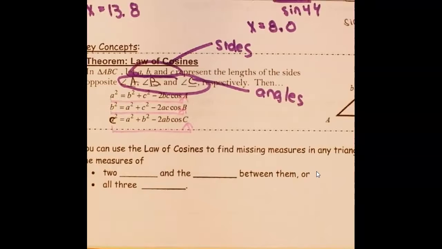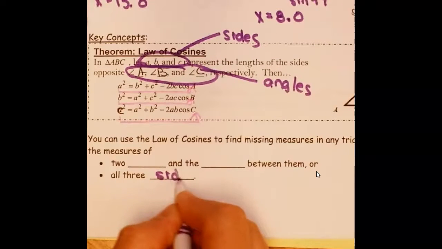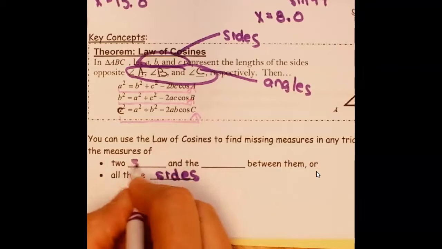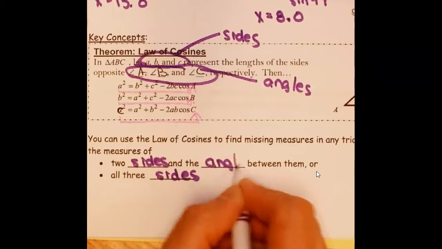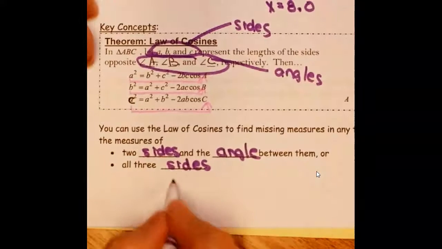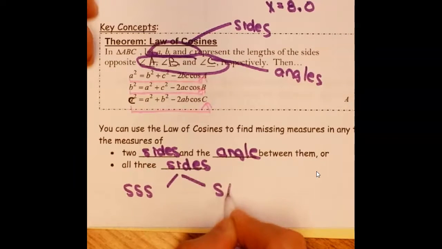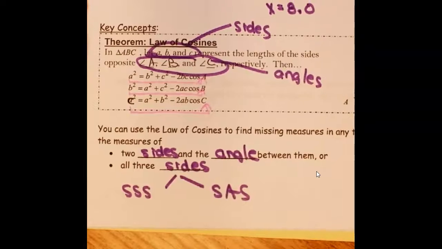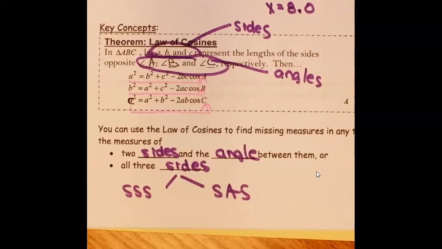You use this law when you have got all three sides, or two sides and the angle in between them. In other words, you've got side, side, side, or side, angle, side. If it doesn't fall into one of those categories, that means we can go and use the law of sines that we talked about yesterday.